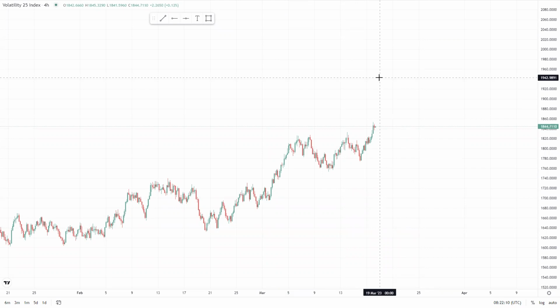Now, today we'll be looking at the Volatility 25 Index, which is one of the synthetic indices on Deriv broker. I'm going to leave the link below, should you need to register an account. You can just click on the link below if you want to.